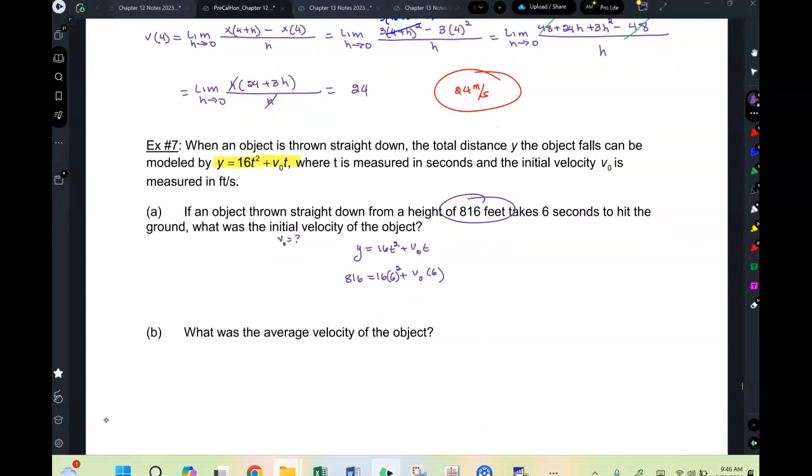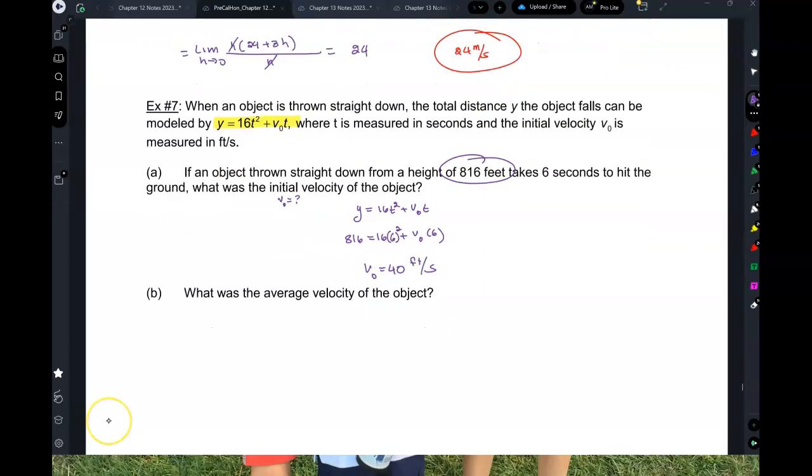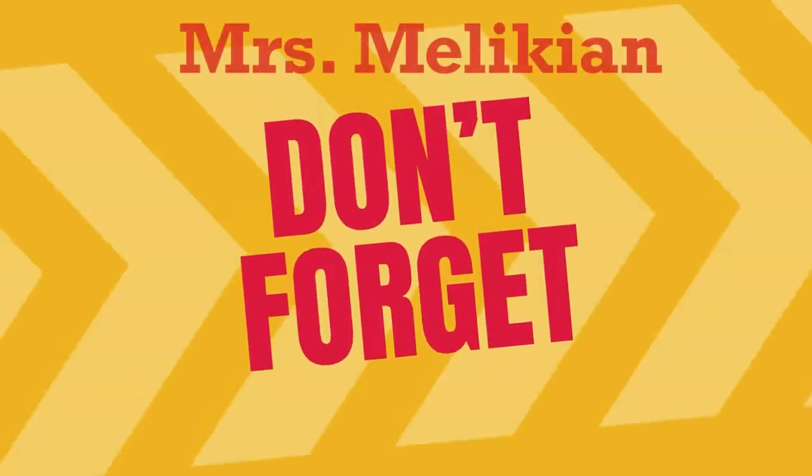Okay, can somebody plug that into their calculator? Tell me what was the average velocity of the object? So now the average is equal to the final position minus the initial position. So 0 minus 816 over 6. Negative, because that's how long it took. So the displacement over the total time. Right? Total distance over total time. Okay? All right. Press start.